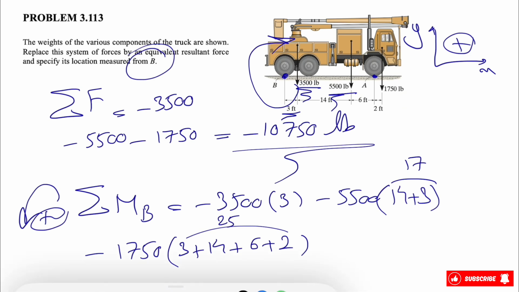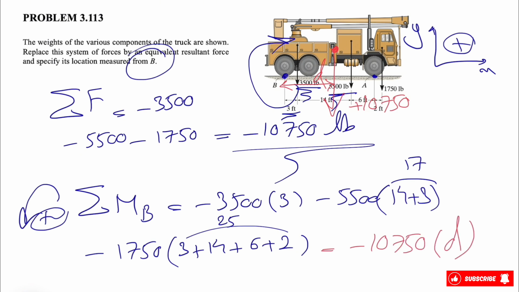I'm going to show the force that we are looking for here. Let's consider this will be our force, which we know the magnitude of is 10,750, and let's call the distance from this force to point B D. What we are looking for is the moment of this force at this distance. Again, we have a clockwise moment, so we have a negative sign, so minus 10,750, and the distance will be D. That is the second part of the question, which is asking to specify the location.